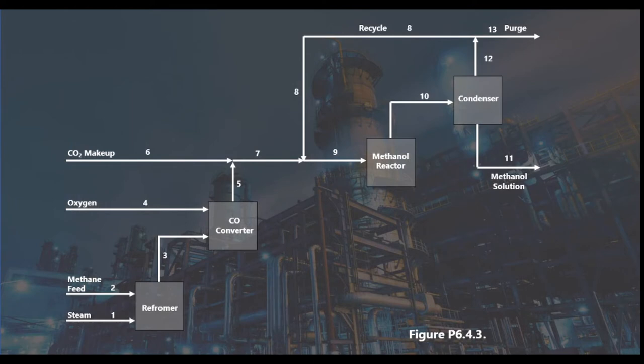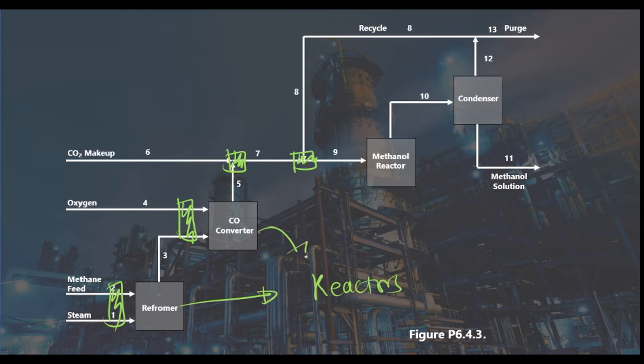So this is the process flow diagram of the problem. In DWSIM, we'll add a mixer here, also a mixer here, and in this junction we'll also add a mixer, and also in this junction, a mixer there. And we will add reactors. The first one is the reformer, the second one is the CO converter, and the last one is the methanol reactor. And instead of a condenser, we will use a separator.